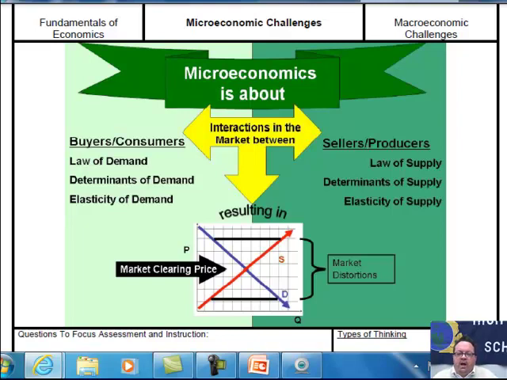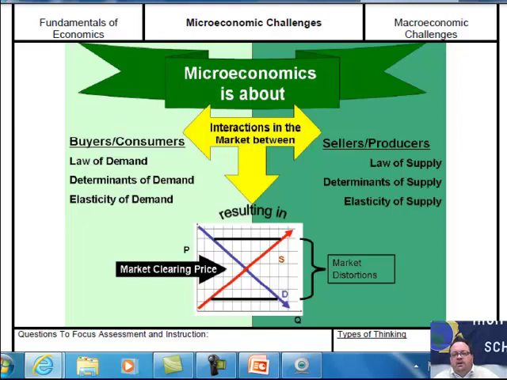So the three aspects of buyers and consumers are the fact that there is the law of demand, which we'll talk about later, the determinants of demand. Those are the things other than price that affect demand, and the elasticity of demand. All elasticity means is how stretchy the demand is. Think of elastic pants. And so when you think of elasticity, we're talking about how necessary or unnecessary a good is. A necessary good like medicine will have a much different demand than something that's unnecessary like Doritos.